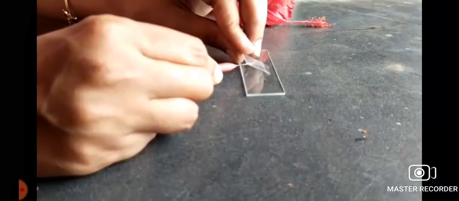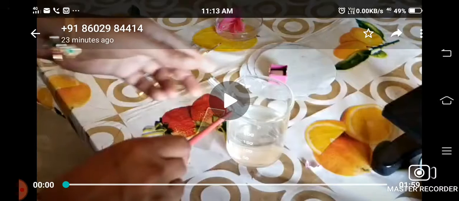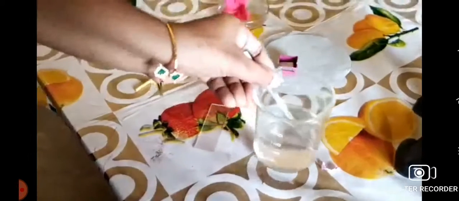Understood? Then with the help of a needle, slowly put the cover slip. The cover slip should be put so that no air bubble enters. Now the slide is ready for watching under the microscope. Adjust the microscope and watch through the eyepiece. When you look, you can see pollen grains. These are actually the pollen grains of Vinca rosea. You can see many are there.